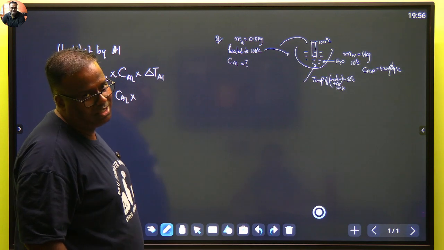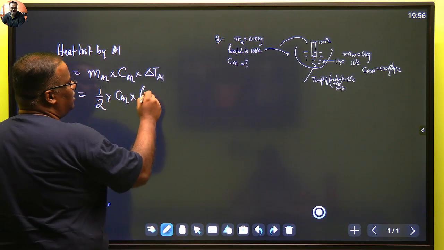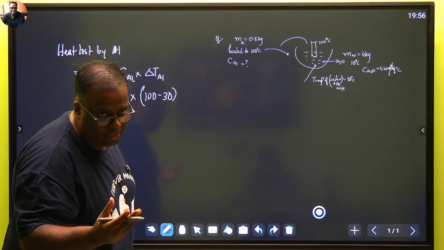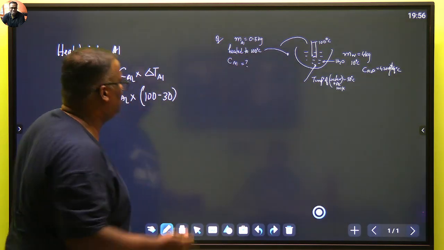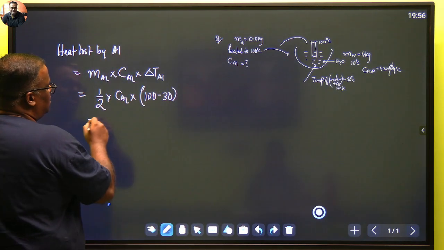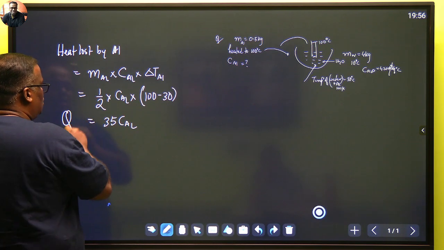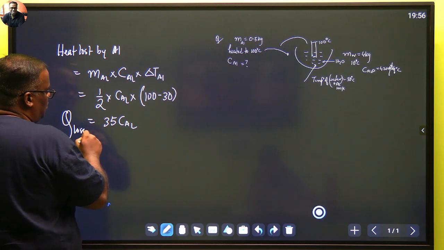100 minus 30. So we will write first as 100 minus 30. The 100 degree aluminium cooled down to 30. So this is how much? 70. 70 means this should be equal to 35 C of aluminium. That is the Q loss by aluminium. Yes or no?